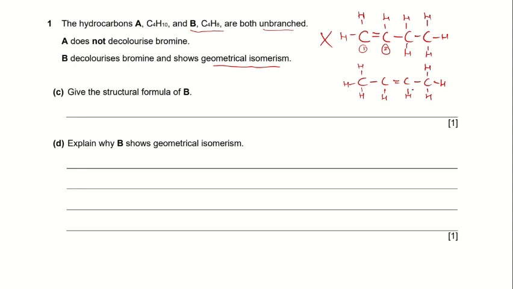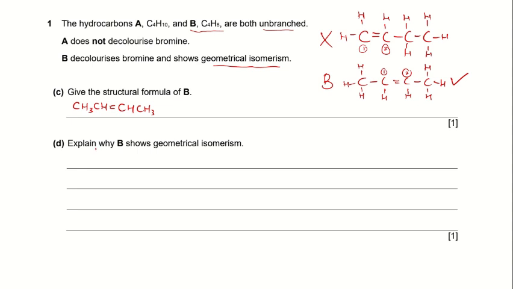Let's check this second structure. So again, carbon number 1, carbon number 2. Now, carbon number 1 is bonded to hydrogen and a CH3, 2 different groups of atoms. Now, let's check the second carbon, carbon number 2, bonded to hydrogen and CH3. Again, 2 different groups of atoms. So this molecule will show cis-trans isomerism. This is the structure of B. Now, let's write the structural formula from this display formula. I'll start from the left, CH3, CH, double bond, CH, and then CH3. So this is the structural formula of B.